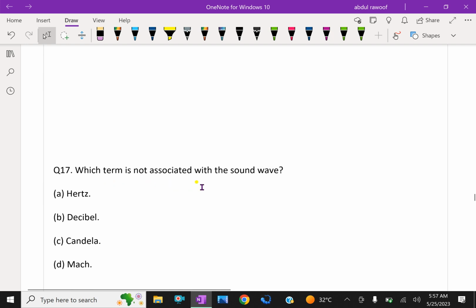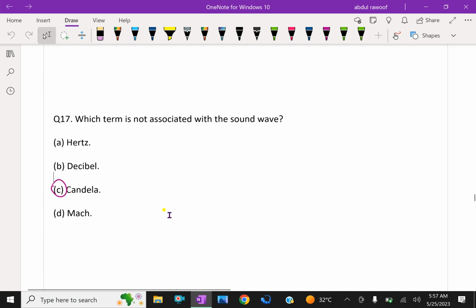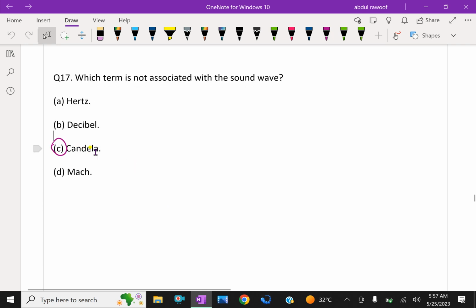Which term is not associated with the sound wave? Hertz, decibel, candela, mach. Here, candela is a term not associated with sound. Hertz is the frequency of sound. Decibel is a sound unit, and mach number is also related to sound. Candela is not related to sound waves because it describes the intensity of light.